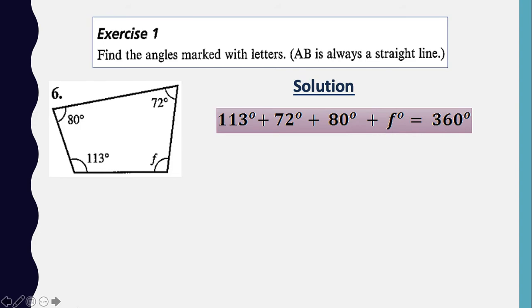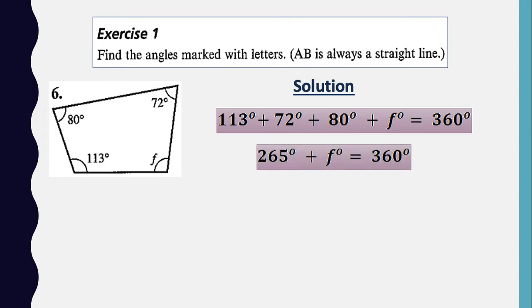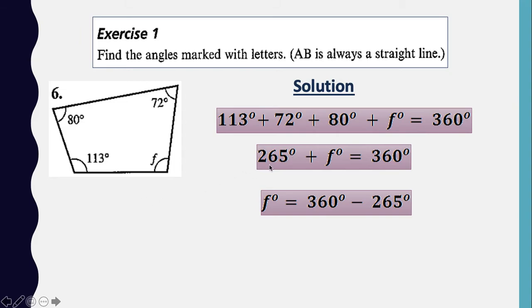Now we will add everything and group. We'll find out f, make f the subject. So 360 degrees minus 265 degrees. I've transposed 265. Since it is positive, I moved it to the right side and it became negative. Now you will subtract it. So f is 95 degrees. That is our answer. That was the question: find the angle marked with a letter, and we found it.